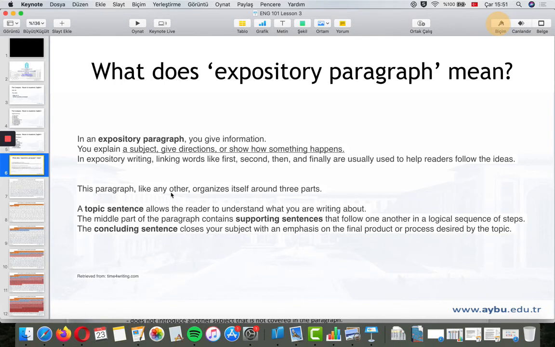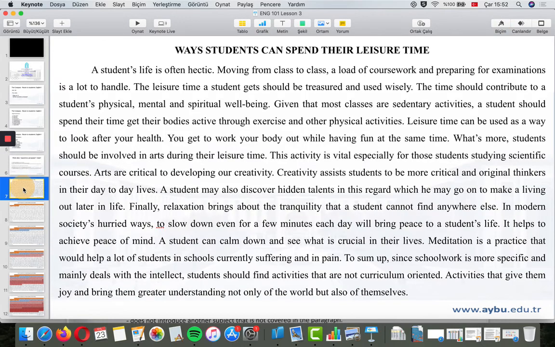And this paragraph type, like any other, organizes itself around three parts. Topic sentence to make the reader understand what you're writing about. Supporting sentences in a logical sequence. Concluding sentence to close your subject with an emphasis on the final product. Or you can also say with an emphasis on the topic. Here is an example. Please stop the video and read it.